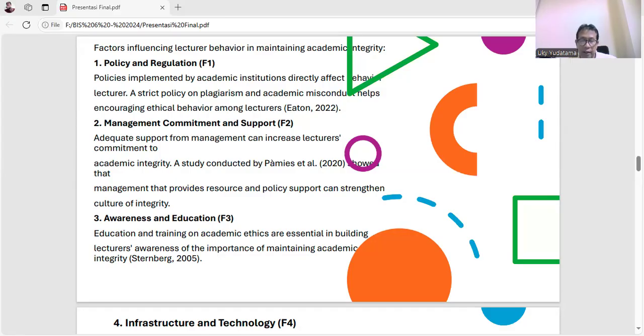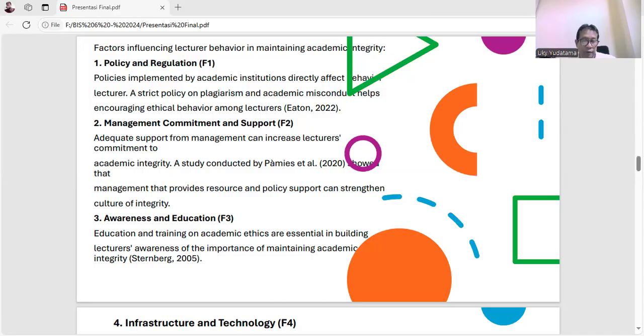2020 found that management support strengthens academic integrity through both resource and policy enforcement. 3. Awareness and education. Education and ongoing training on academic ethics are essential for building lecturer awareness regarding the importance of academic integrity. It ensures that lecturers are well informed about the ethical standards expected in academia.